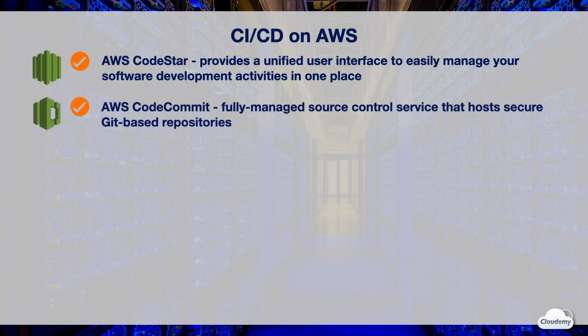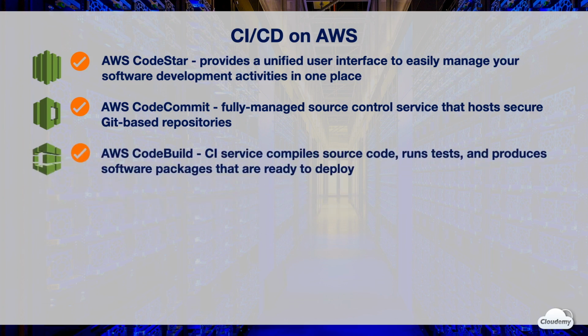AWS CodeCommit is a fully managed source control service for Git repositories. It makes it easy for teams to collaborate on code in a secure and highly scalable infrastructure. It eliminates the need to operate your own source control system and manage scaling the infrastructure.